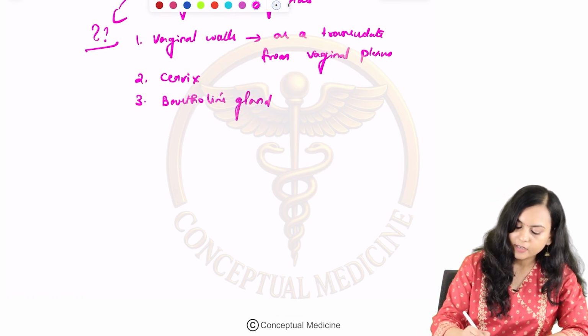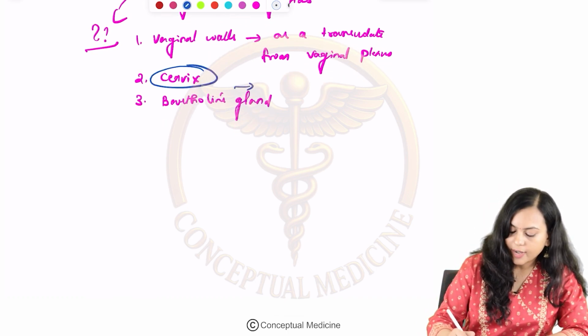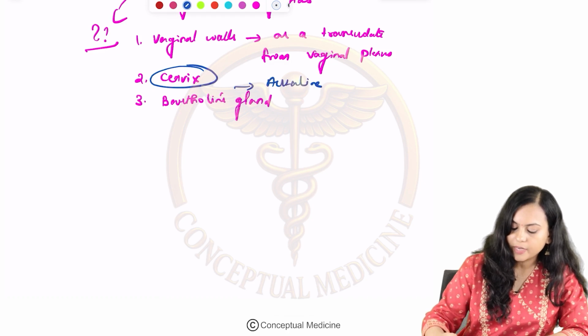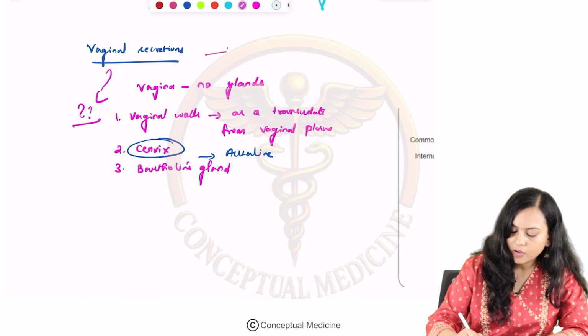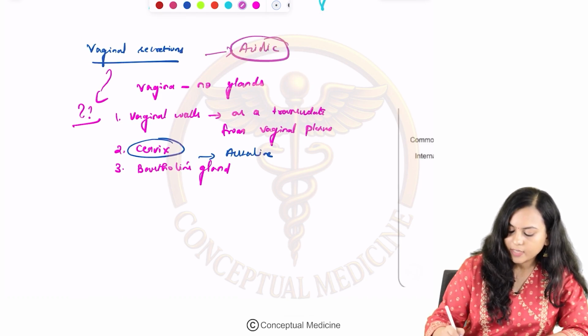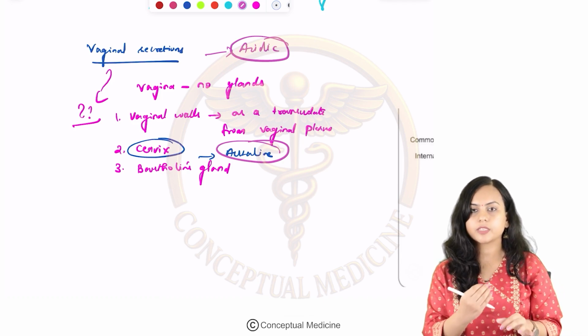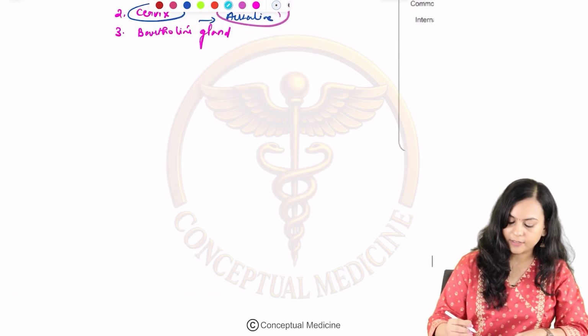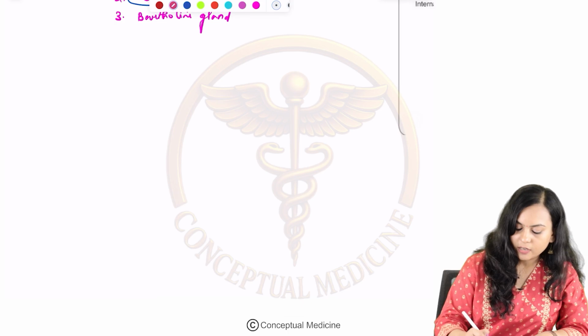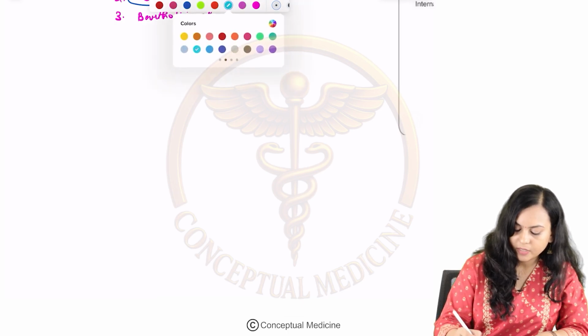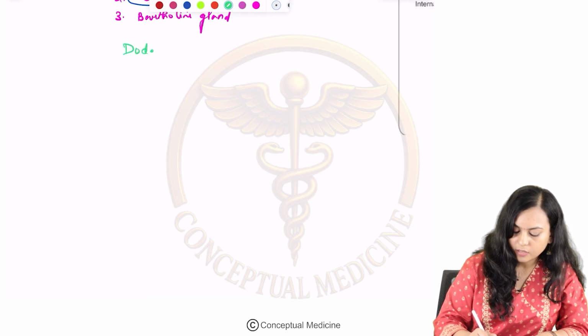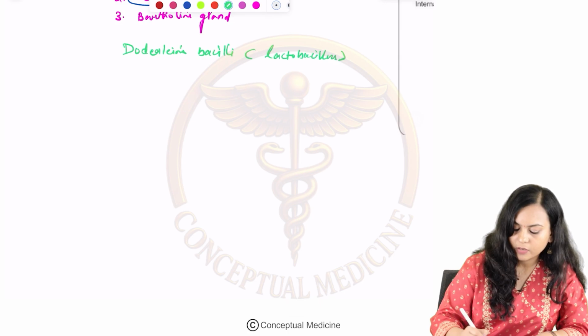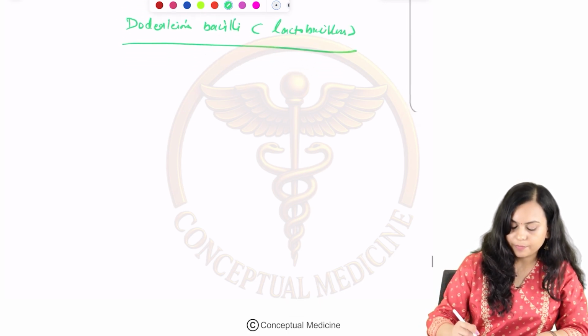Generally, the secretions of the cervix are alkaline in nature, but the vaginal secretions are acidic in nature. Now, again the doubt comes, if the secretions of the vagina are coming from the cervix, how do these vaginal secretions become acidic? Yes, we'll see that. In the vagina, we have a special type of bacilli called Doderlein's bacilli or the lactobacillus.